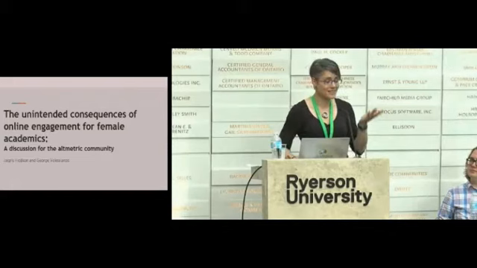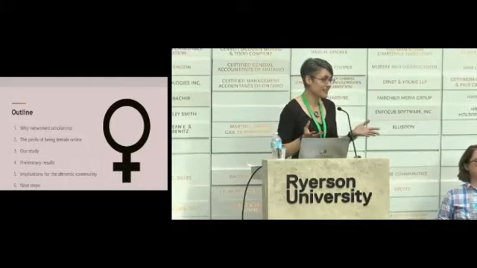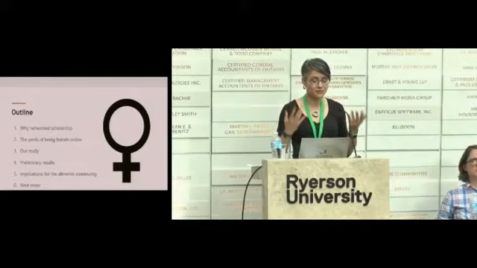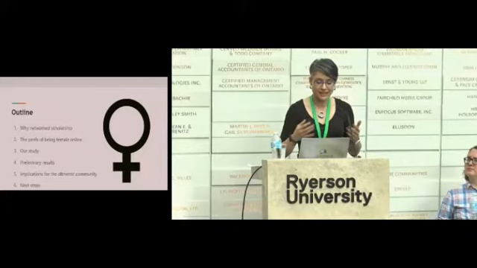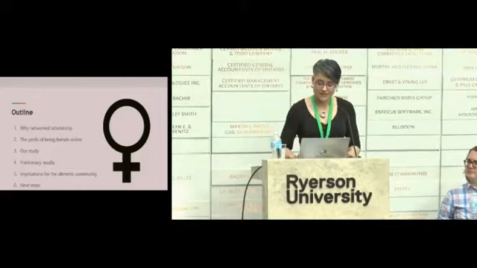So we're going to briefly touch on, we've done it today already, so I'm not going to spend a lot of time on it, but why do we do this? Why do we use social media to be public about our scholarship? And I'm going to talk a little bit about the perils of being female and being online. I'm going to outline our study and show you some preliminary results, and then I'm going to discuss implications that we want to discover or discuss when we are talking in our different events throughout today and tomorrow.